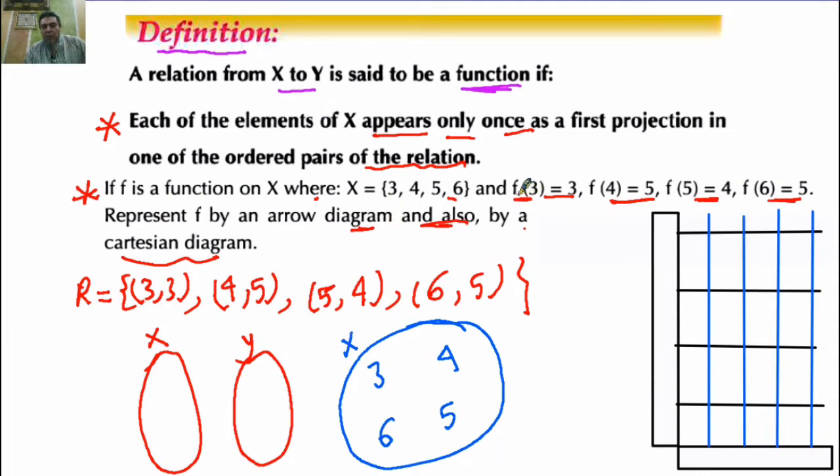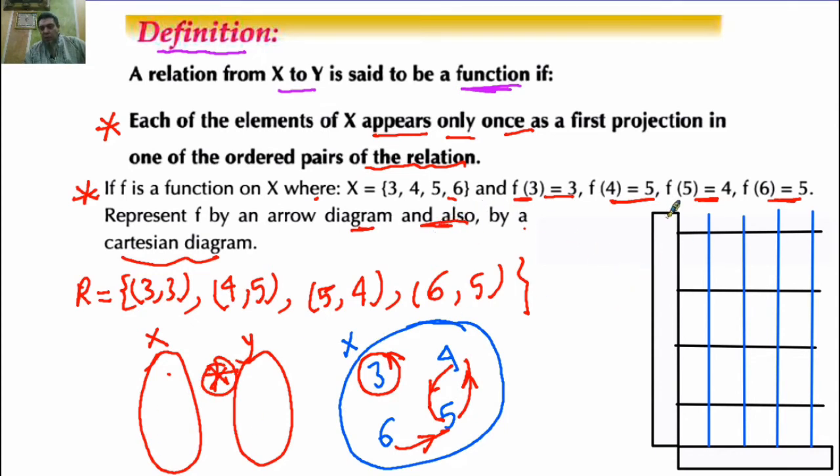We notice that f of 3 equals 3, so a circle around 3. 4 and 5: arrow from 4 to 5. 5 and 4: arrow from 5 to 4. 6 and 5: arrow from 6 to 5. That is the arrow diagram when the relation is on one set. This arrow diagram is for a relation between two sets, not one set.